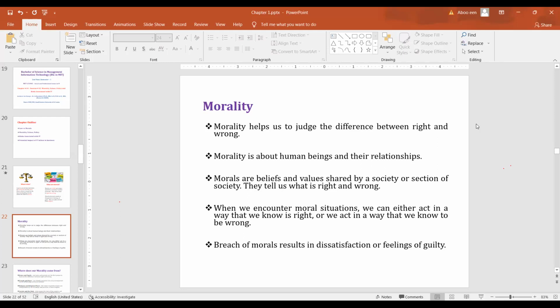When we encounter moral situations, we can either act in a way that we know is right, or act in a way that we know to be wrong. When we face situations, we behave based on our knowledge, our experience, or our understanding of whether I can do this thing or can't, whether it is right or whether it is wrong.